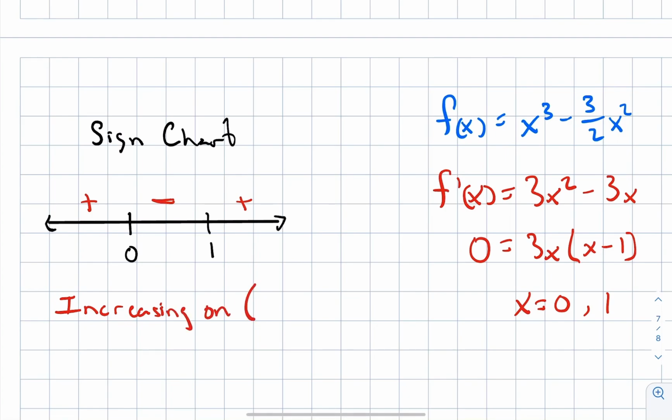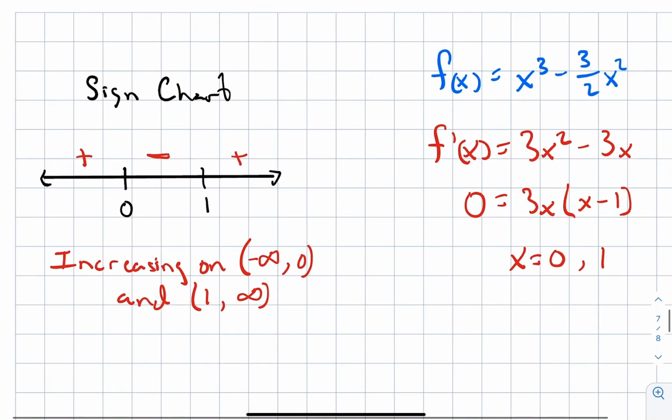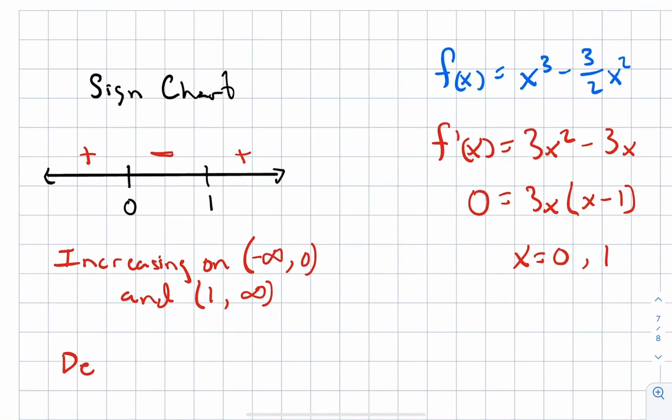on, and the notation we'll say here is this is going to be negative infinity up to 0. And it's also increasing at 1 to positive infinity. Okay, so that's how that works. And then we'll talk about the decreasing now. And that is decreasing on that middle section there. So that's going to be from 0 to 1. Okay, so that's how we write that out once we've done the sign chart.